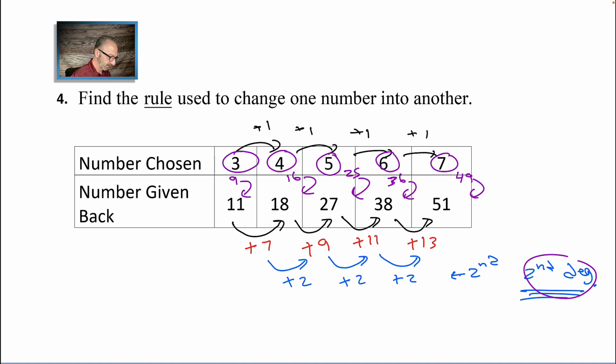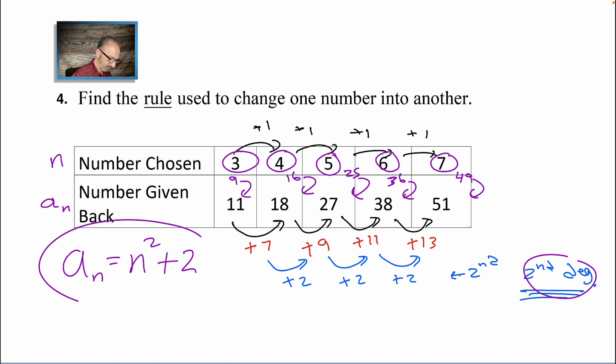So the answer is the general rule. If this is n, this is a sub n. A sub n will be, you start with n, you square it, and adjust it by adding 2. That is the rule that we're looking for. Next.